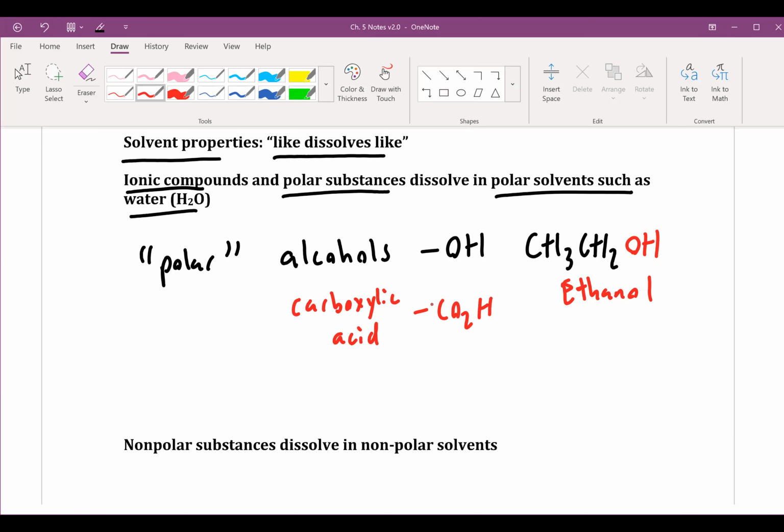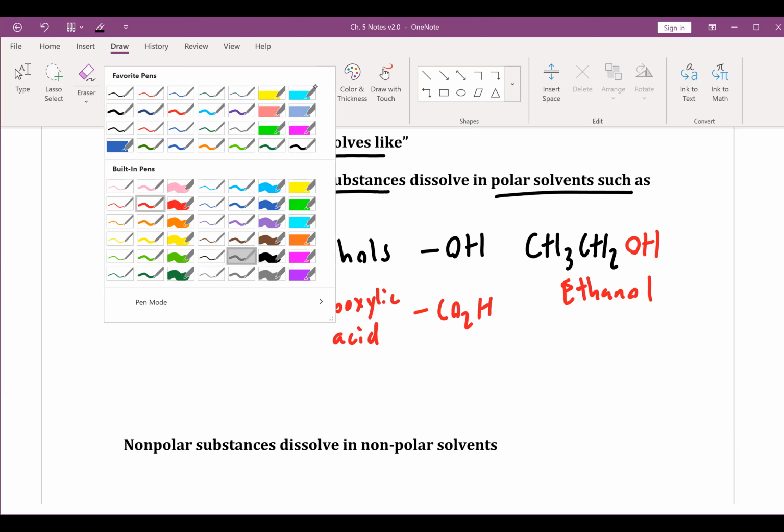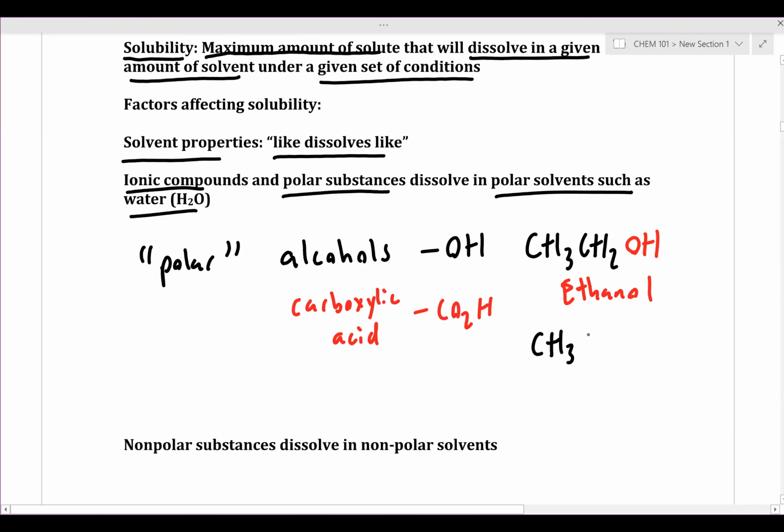What's an example of a carboxylic acid that we've seen before? I'll give you a hint. CH3CO2H, we titrated it in last laboratory. Acetic acid, exactly right. And we know that acetic acid, does it dissolve in water? Yes.